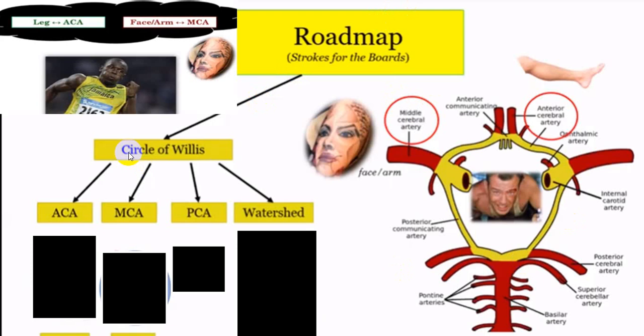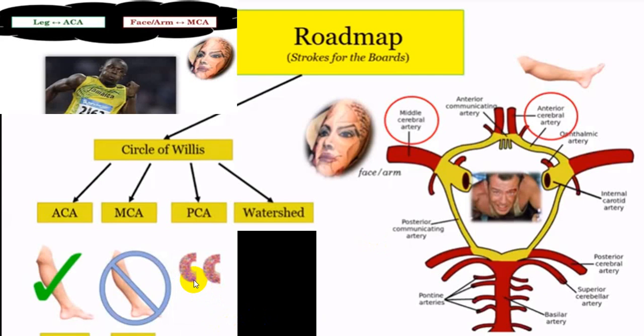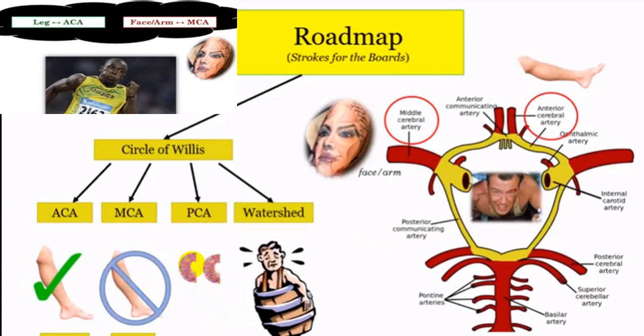Now, if it is circle of Willis and if it is anterior cerebral artery involvement, the lower limb will be more involved. If it is a middle cerebral artery, the lower limb will be spared. And if it is a posterior cerebral artery, you will have homonymous hemianopia with macular sparing. And if it is a watershed area, the person will be almost like a locked-in syndrome.